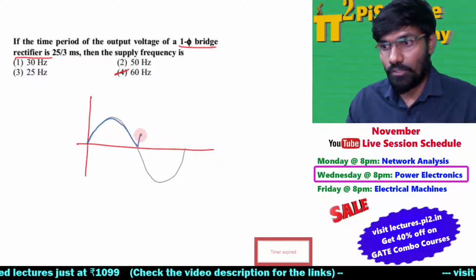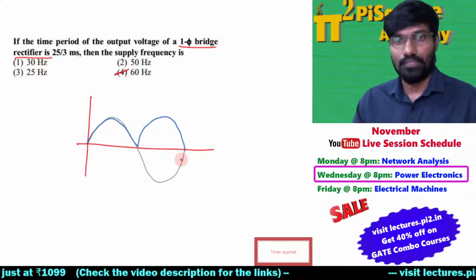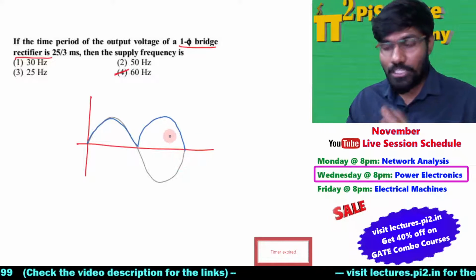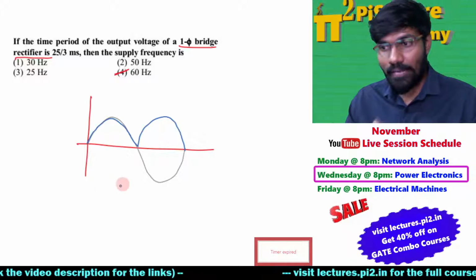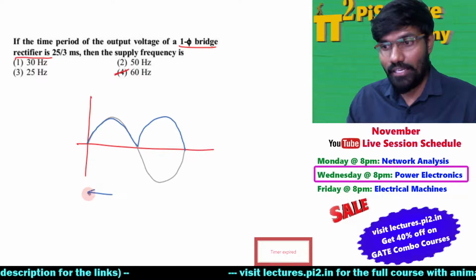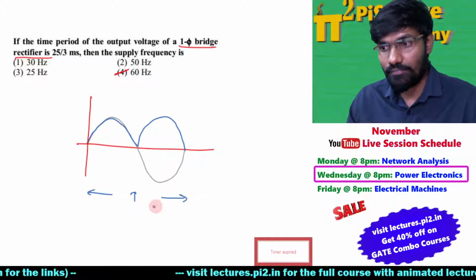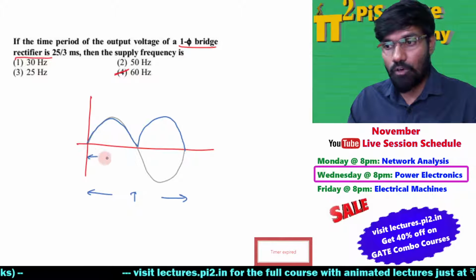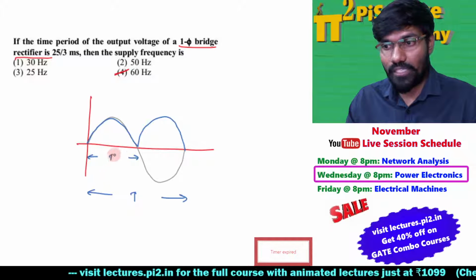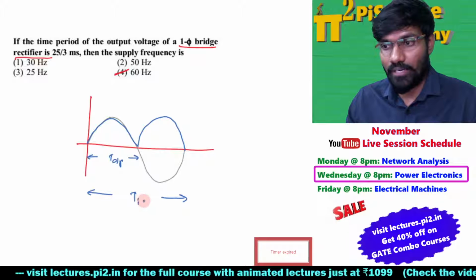This is going to be the output. Okay. So the relation between output time period and input time period is this. This is the output time period. This is the input time period.